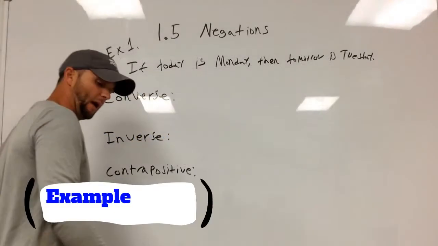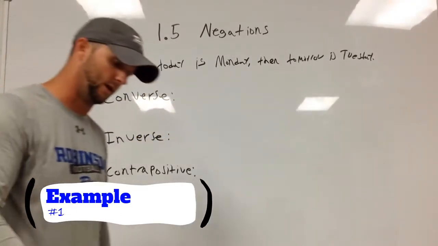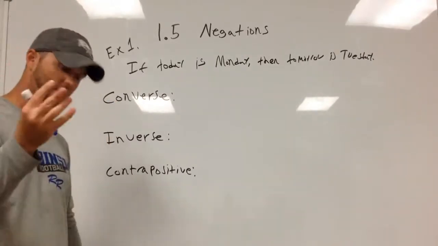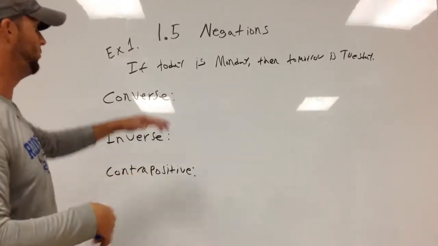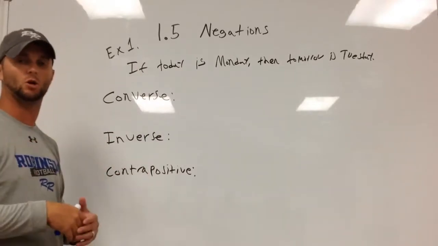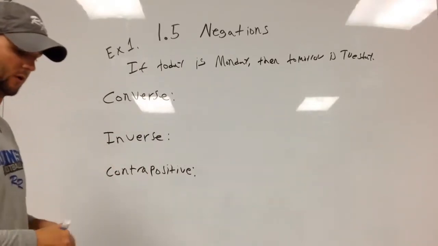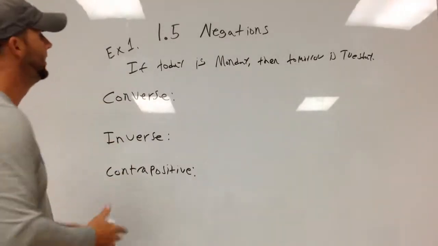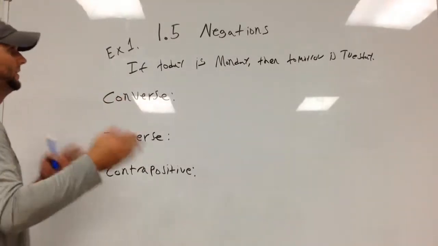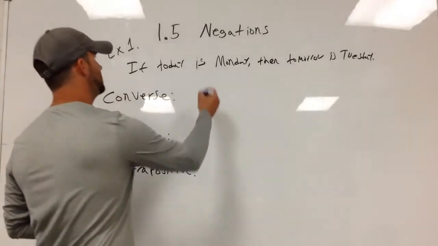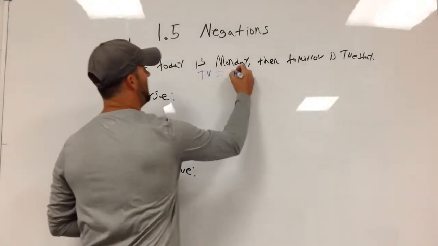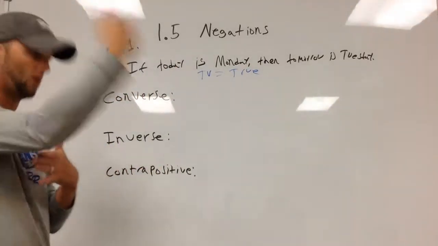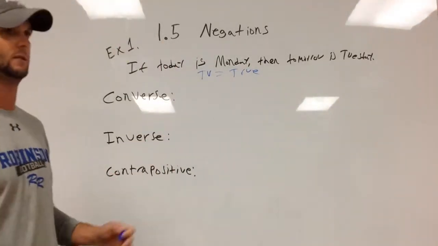Alright guys, so let's look at example number 1. It wants us to write the converse, the negations, the inverse, and the contrapositive. As you work through this, it'll all come clear. So let's work through it. The first thing it wants is: what is the truth value of the conditional? Let's read it. If today is Monday, then tomorrow is Tuesday. I'm going to say the truth value on that is obviously going to be true, because if today is Monday, then tomorrow will be Tuesday. That's how it works in this world.